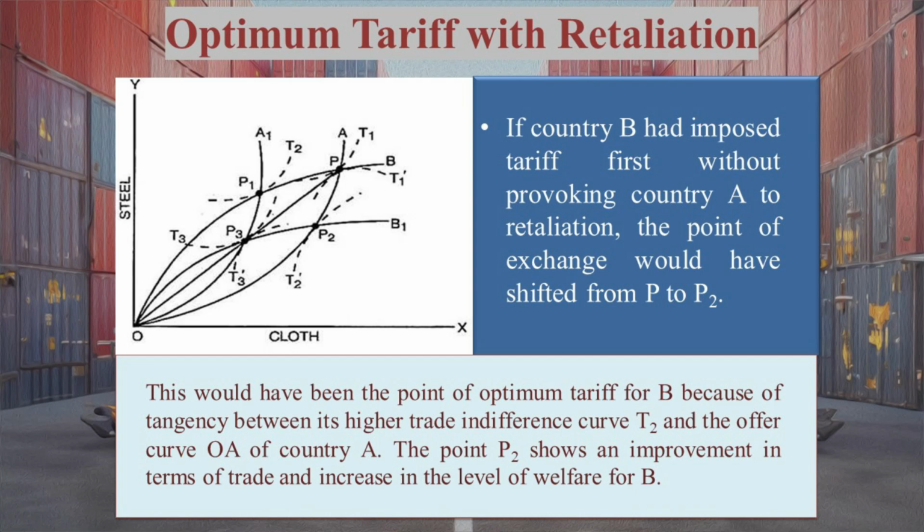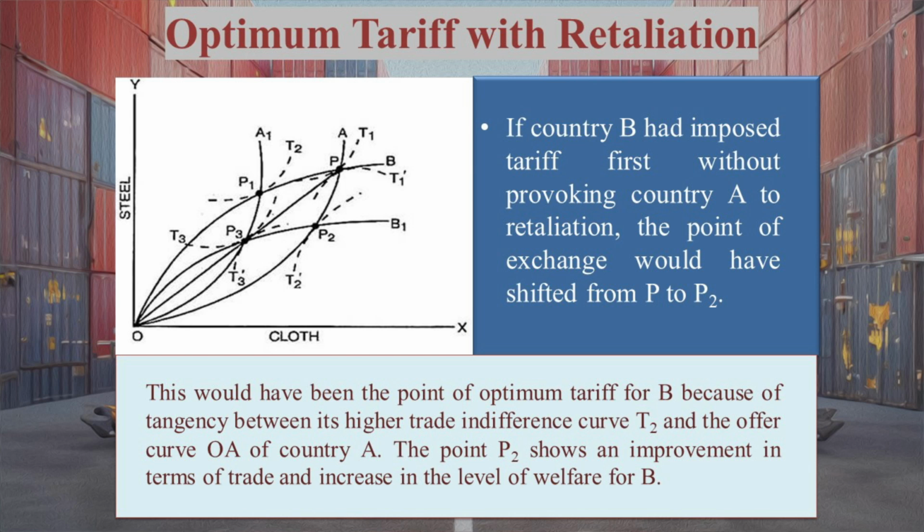So here we have written, if country B had imposed tariff first without provoking country A to retaliation, the point of exchange would have shifted from P to P2. This would have been the point of optimum tariff for B, because of tangency between its higher trade indifference curve T2 and the offer curve of country A, that is OA.